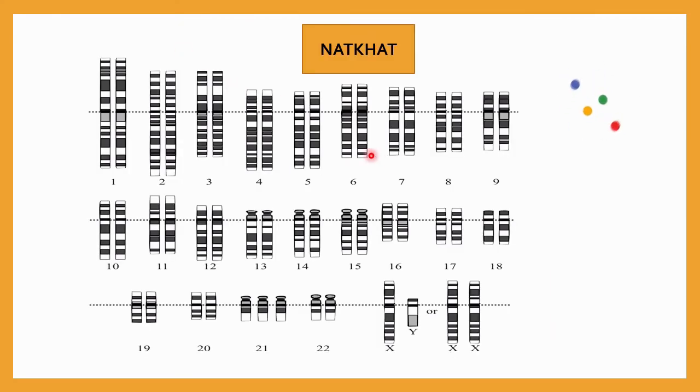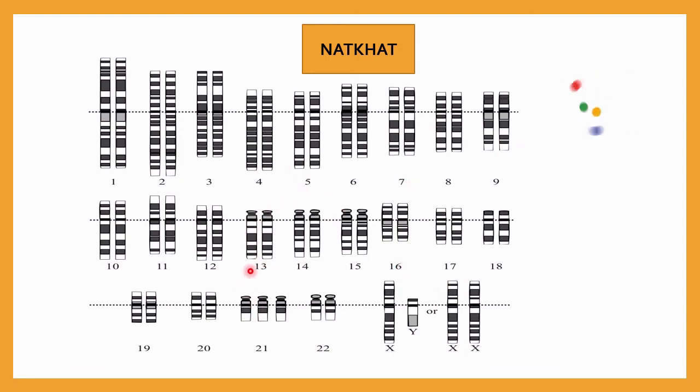So now let me check your knowledge and understanding of a concept. Here you can see a photograph of Nutcut, a person whose karyotype was studied by me. Here you can see the chromosomes. The photograph shows each and every chromosome, starting from the first pair to the 23rd pair. This is not a normal photograph; this is called the karyotype of a person.